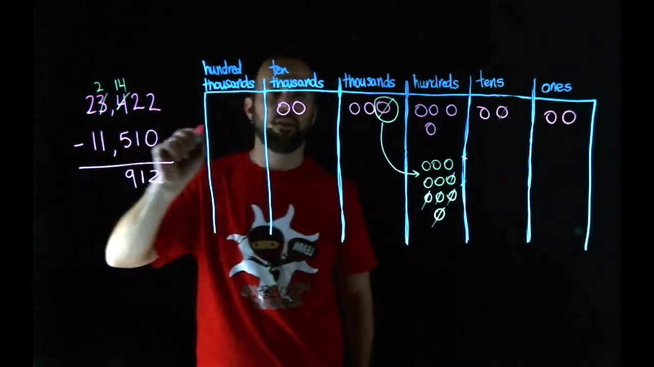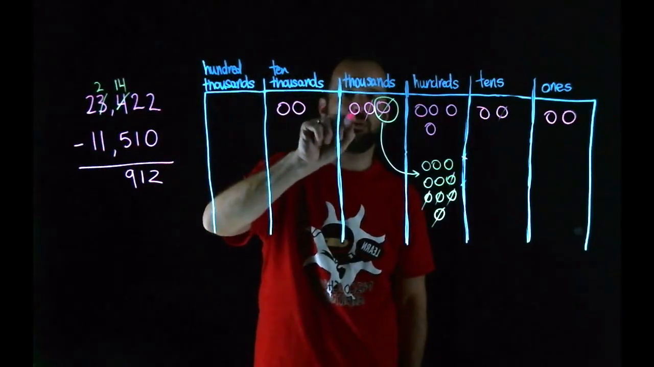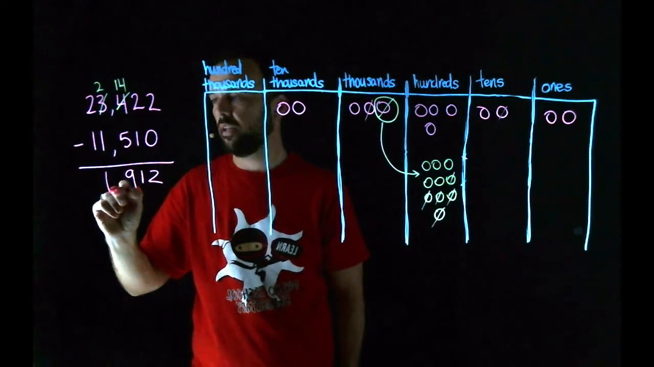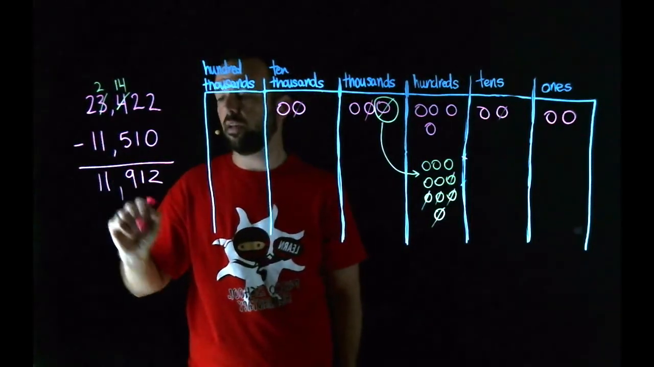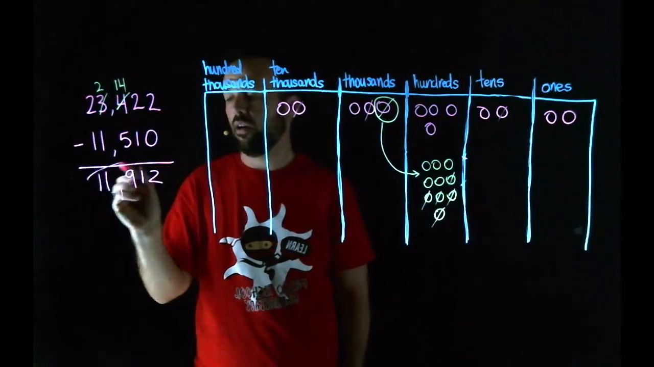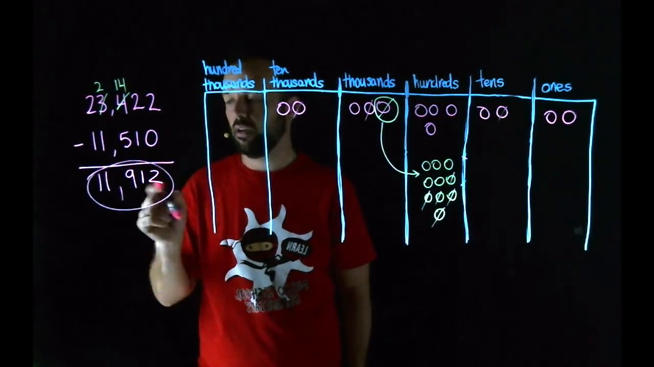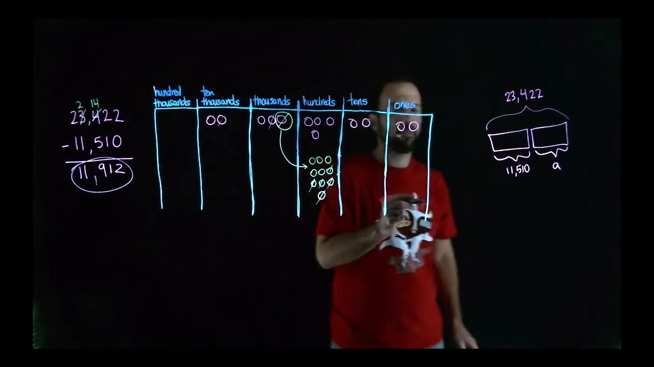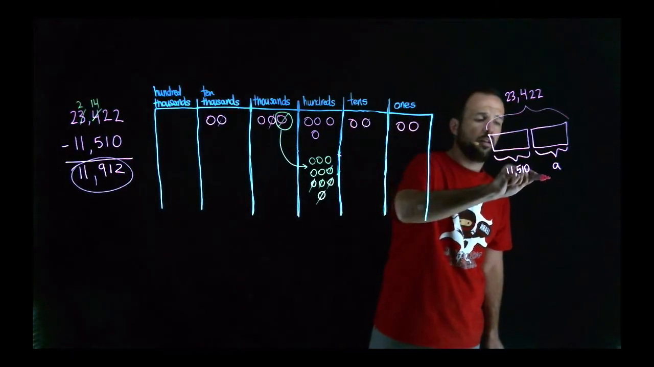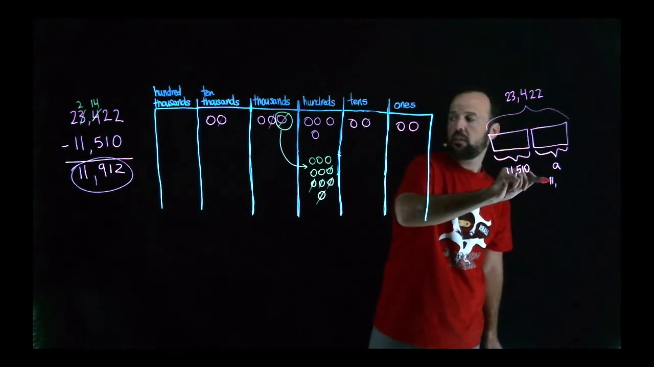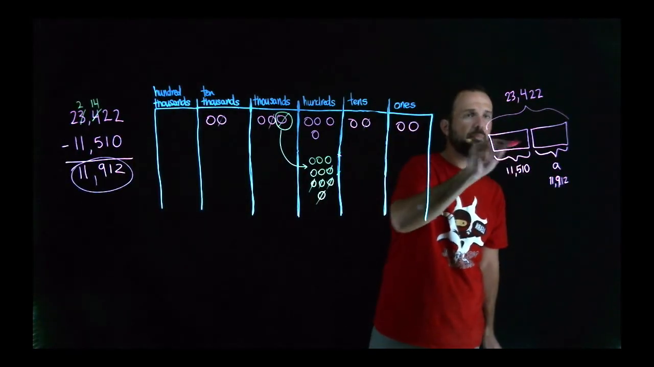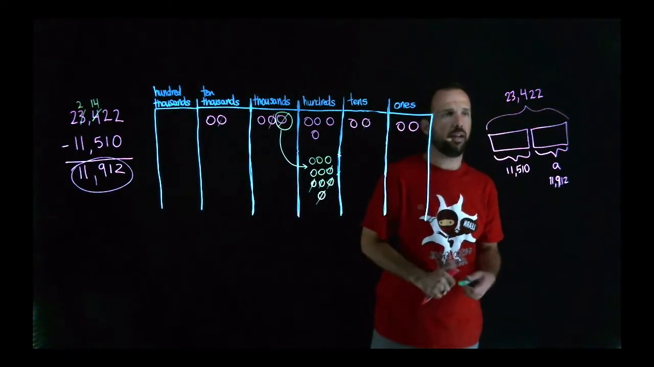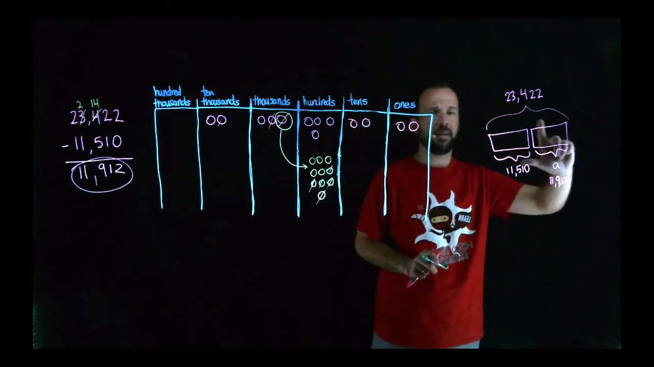Can I take away 1 from 2? I sure can, which would just leave me with 1. And again, can I take 1 from 2? Yes, I can, which would leave me with 1. So my leftover, what I'd be left with here, would be 11,912. That would be my missing piece in my subtraction problem here, my missing piece in my tape diagram.